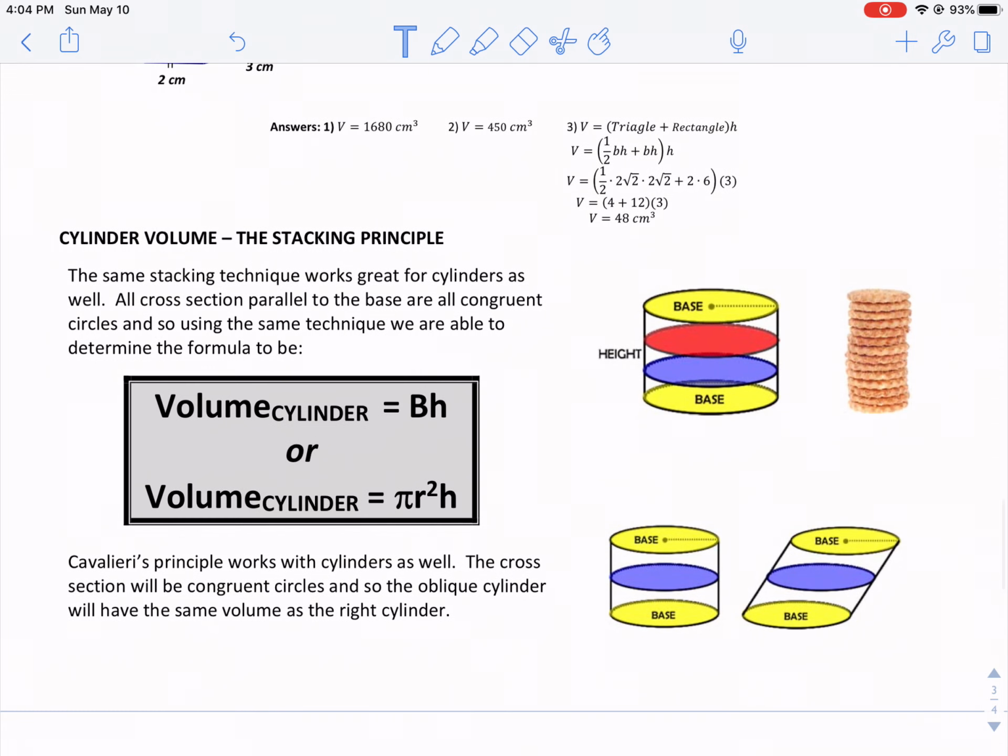Except for now, instead of stacking polygons, we're stacking circles. So what we can do for a cylinder is, since it's always a circle, we can rewrite that base area as the area of a circle, which is pi r squared. And we're still going to multiply it by the height. But that base area is now pi r squared, specifically for a cylinder.